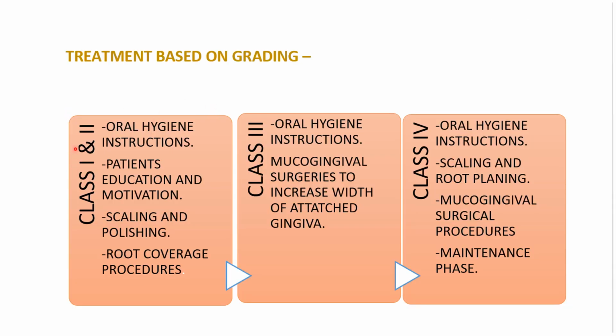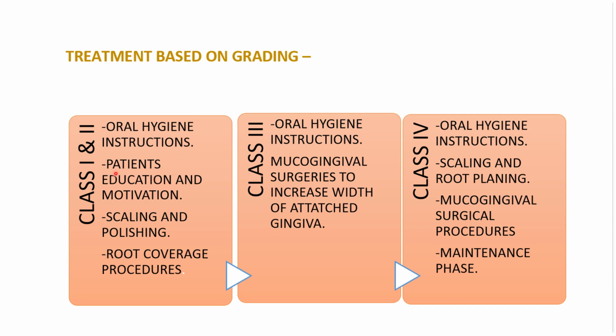So if it is class 1 and class 2, first you're going to tell the patient oral hygiene instructions, like which brushing technique the patient is going to use, and which mouthwashes you're going to prescribe, like chlorhexidine mouthwash, as the patient is coming with gingivitis and periodontitis. Then if the patient is complaining of sensitivity, you're going to give some desensitizing agents. Then oral hygiene: brush twice with a soft toothbrush, and since the patient has recession, you're going to tell the modified Stillman's technique.